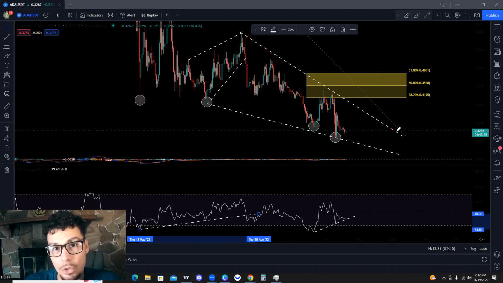So we're going to be paying close attention over the coming weeks on Cardano and see, are we going to be able to come up and break out past this trend line, right? Or are we going to bounce and get rejected and continue heading back lower, all right?